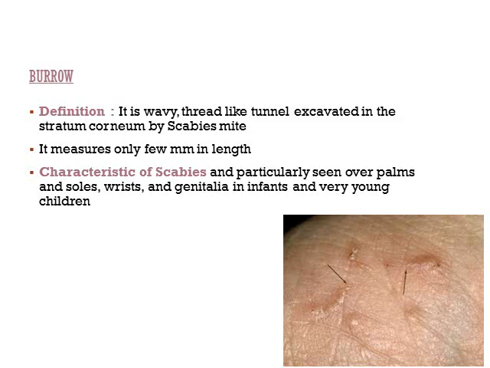Burrow is a wavy, thread-like tunnel excavated in the skin. This is caused by scabies. Scabies is a very itchy condition where you see certain lesions called burrows. They are particularly seen over certain sites such as the interdigital space, wrist, and genitalia, and in infants and very young children. When we read about scabies, we can discuss this in detail.